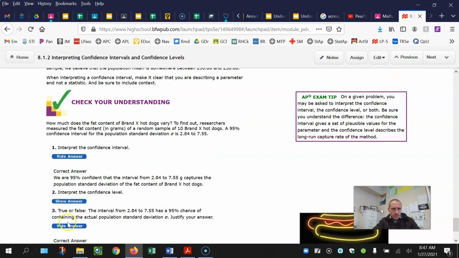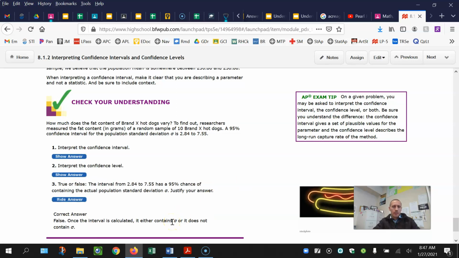Hold on, I want you to be able to see this answer. I'm not sure why it's not showing up. False. Once the interval is calculated, it either contains the true standard deviation or it doesn't. Okay, moving on.